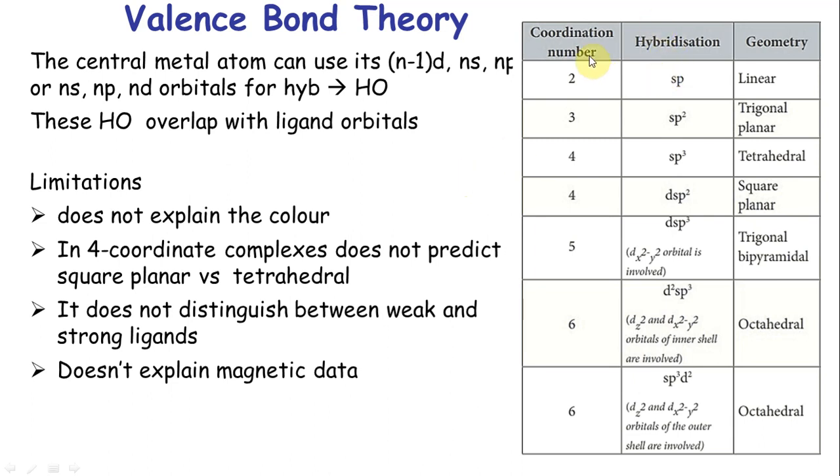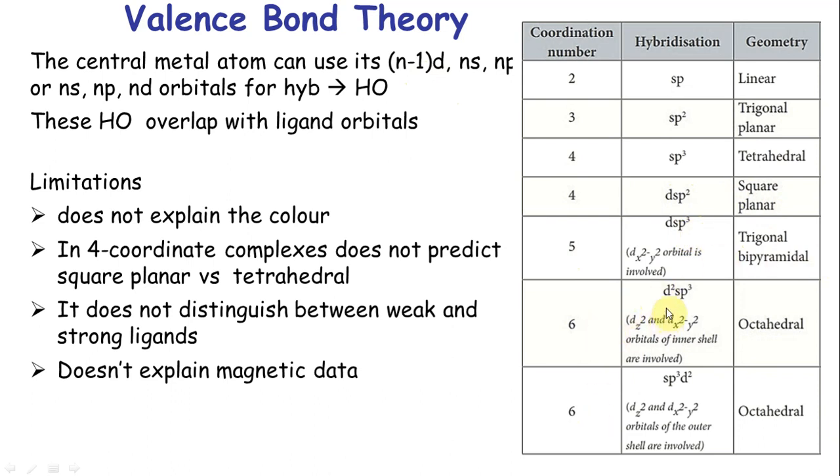Coordination number 2 needs 2 orbitals, 1 s and 1 p. 3 means 3 orbitals are needed, 4 means 4 orbitals are needed, so it can be sp3 or dsp2. This is the major difference compared to chemical bonding. With dsp2, the (n-1)d orbital is used, and it gives you square planar. 5 is not very common, but in chemical bonding we saw sp3d, here we are going to see dsp3.